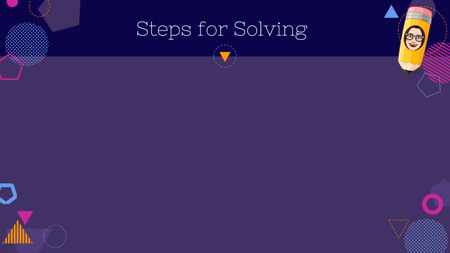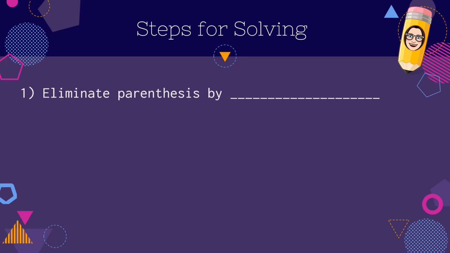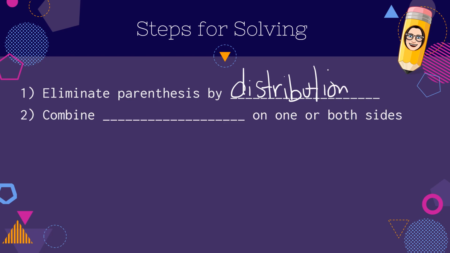Alrighty, in our notes we have a spot to review our solving steps. And don't forget, we did this all last unit. It's all the same idea. Meaning the first of our five steps is going to be eliminating parentheses by distribution. Next, we're going to combine like terms, meaning if I have three things on one side of the equation or inequality, can I put them together?